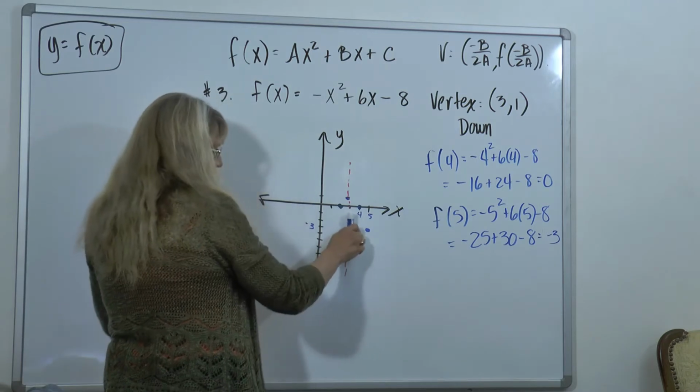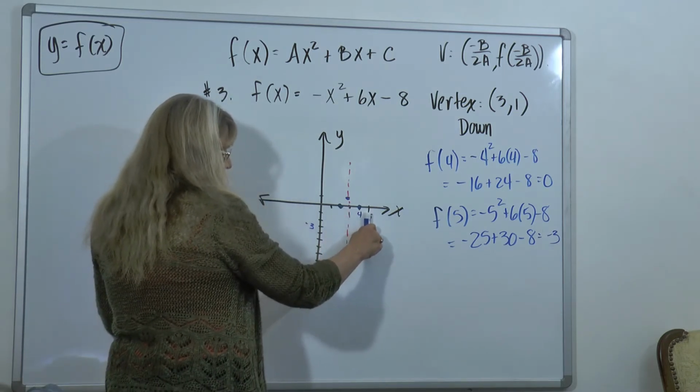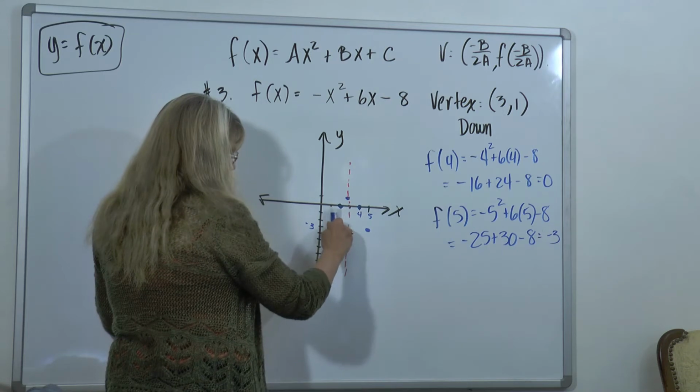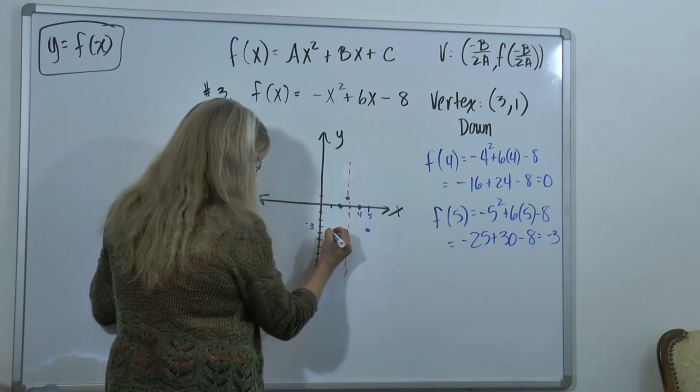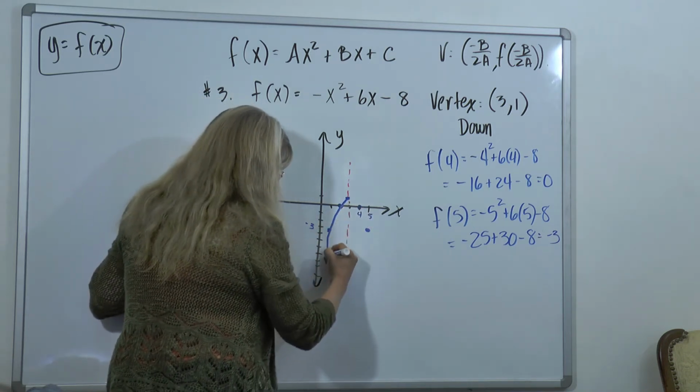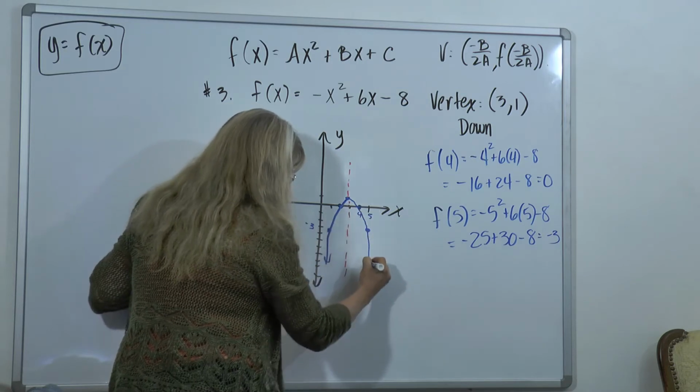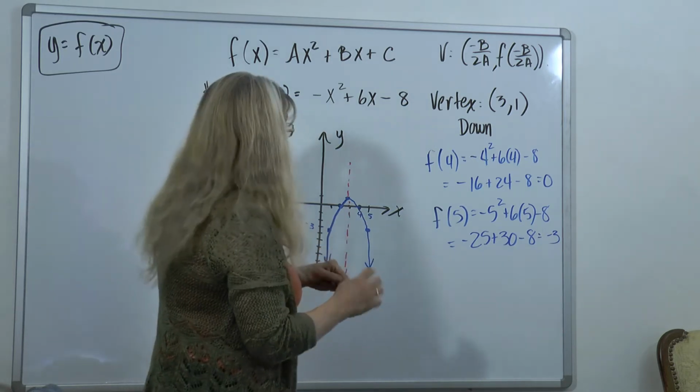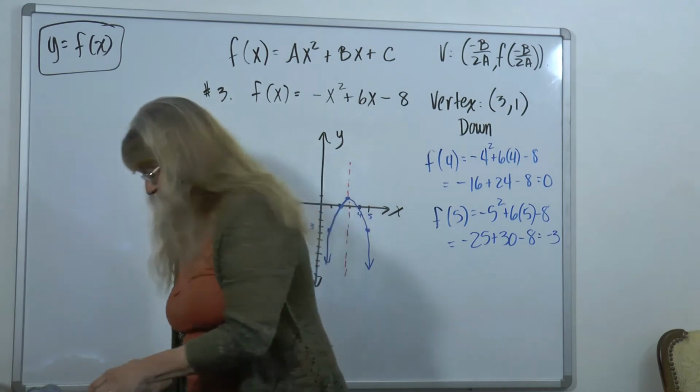Okay, so for my axis of symmetry, 2 spaces to the right goes to negative 3. 2 spaces to the left will also go to negative 3. And that's good enough. So that's not too bad, right? Hopefully.